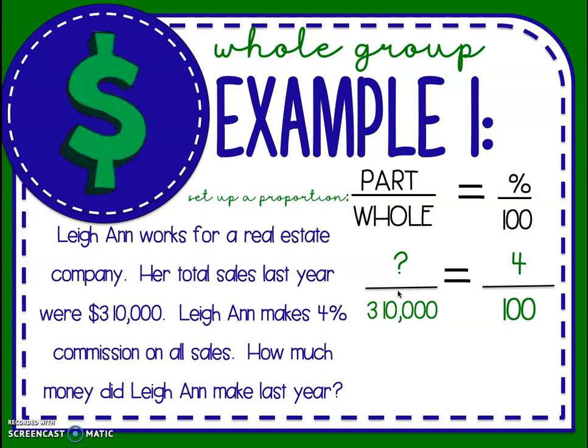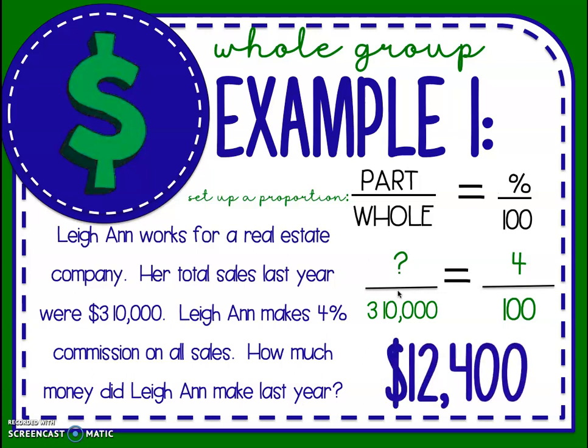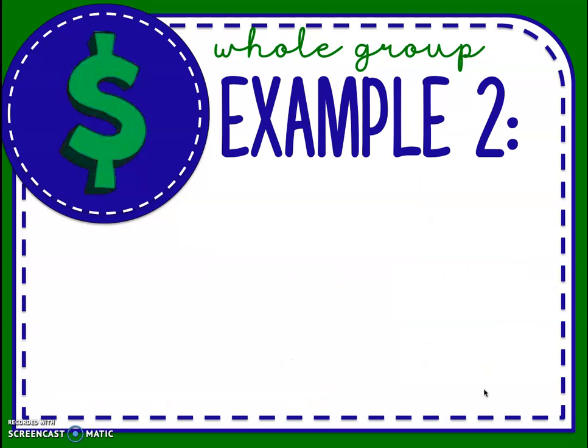So we have 310,000 times 4, and then we're going to divide out our 100. And when we do that, we get that she made $12,400. That was the commission that she made. Okay. Let's take a look at another example.